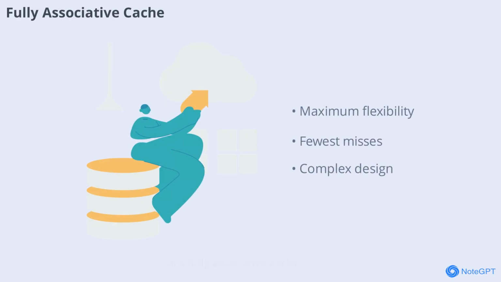In a fully associative cache, any block of memory can be stored in any cache location. This maximizes flexibility and minimizes cache misses, but it's more complex and expensive to implement. Fully associative caches are usually reserved for small, specialized applications where performance is critical.